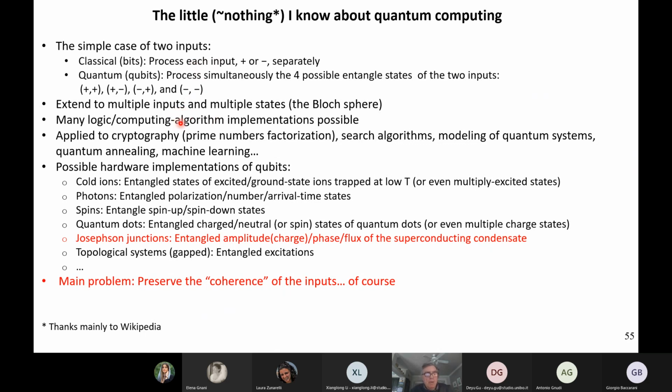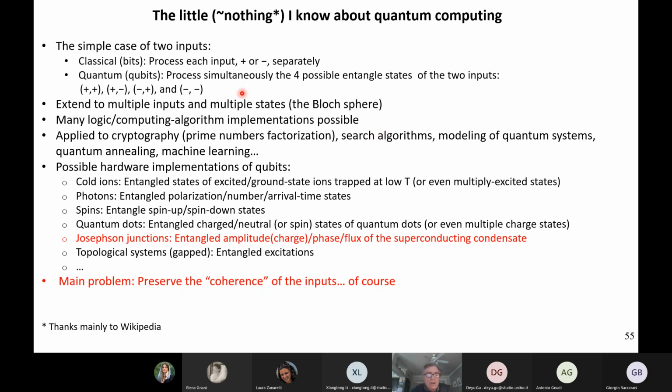I don't know much about possible logic computing and algorithm implementations that are possible, including reversible quantum computing, and the applications. So far, I think they've mainly been used for prime number factorization. I'm not sure how many digits they could factorize, but that's the typical intended use. Search algorithms are another intended application.